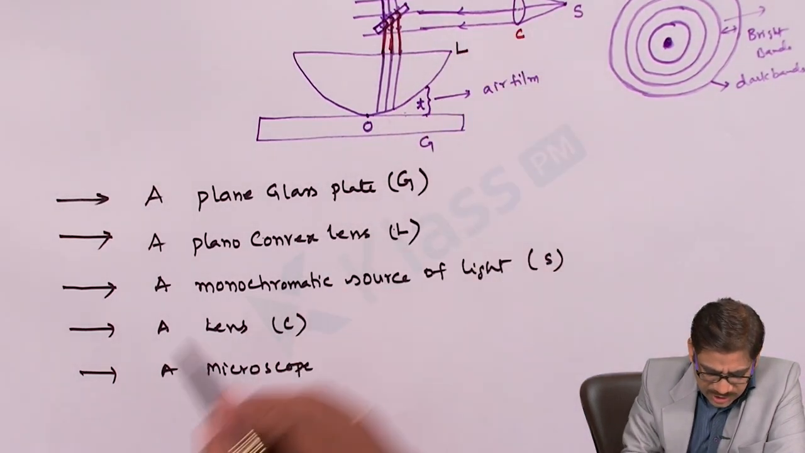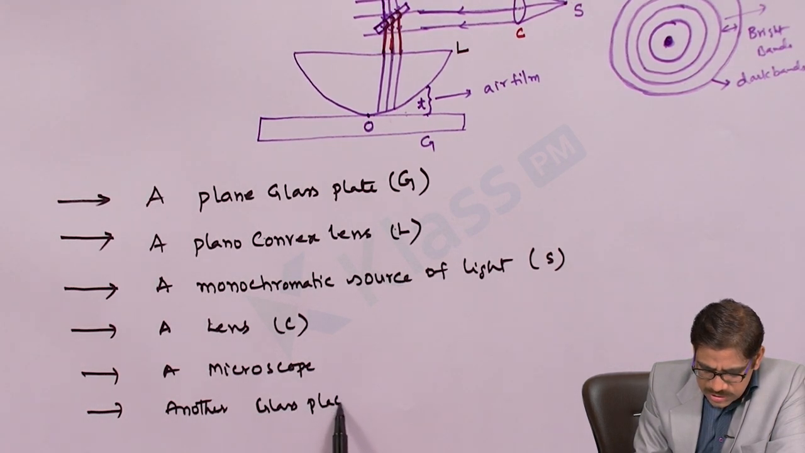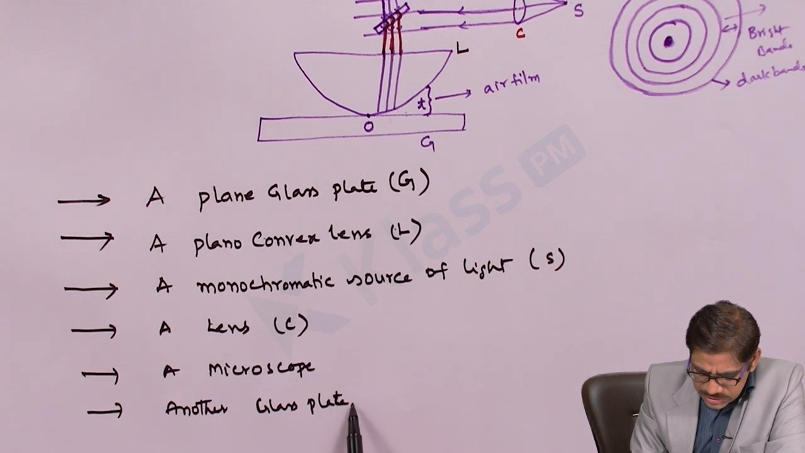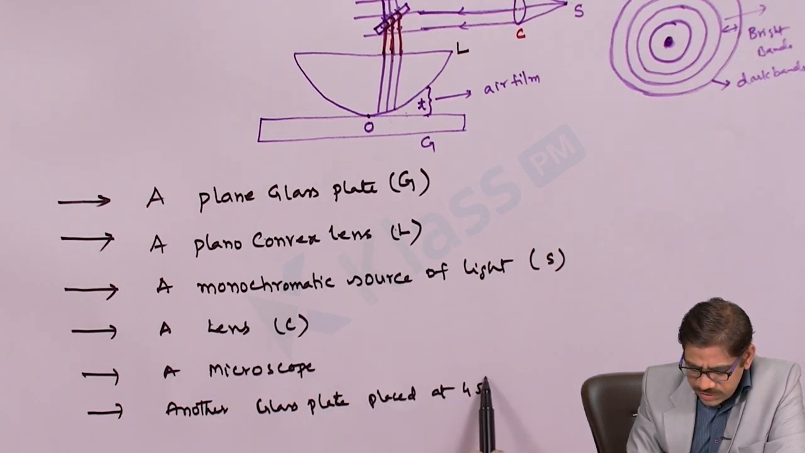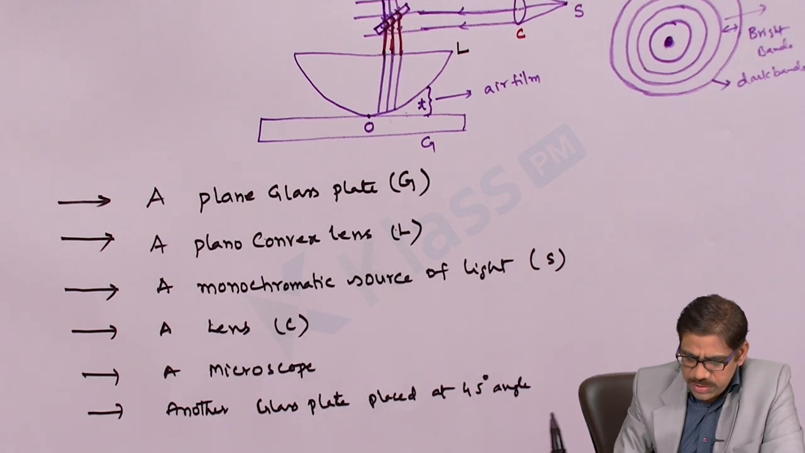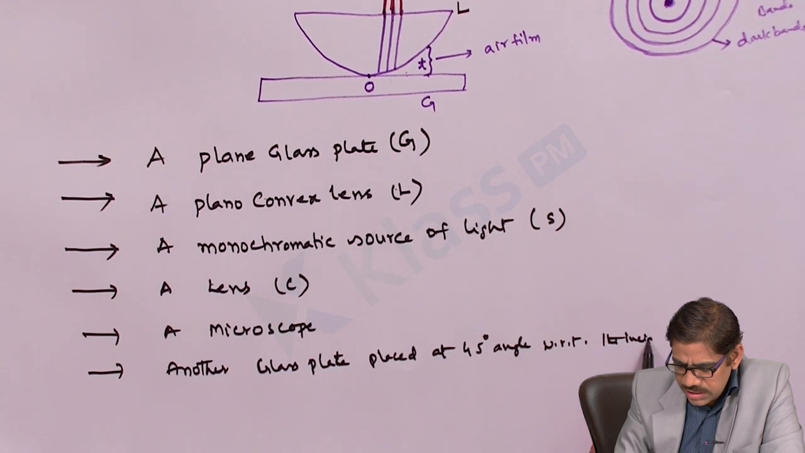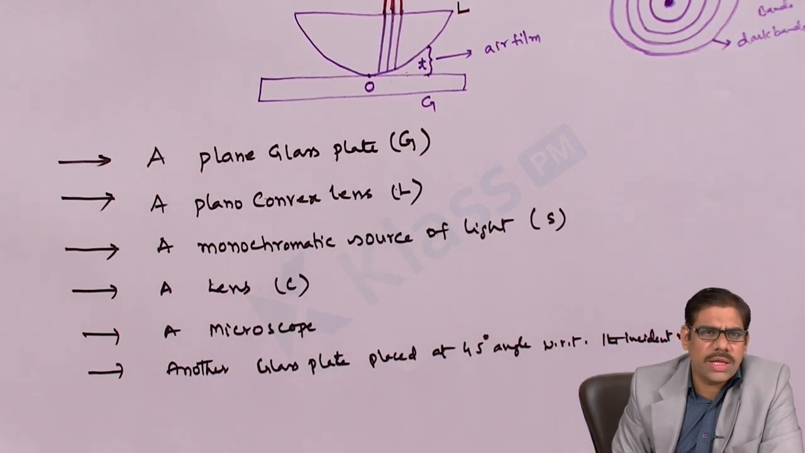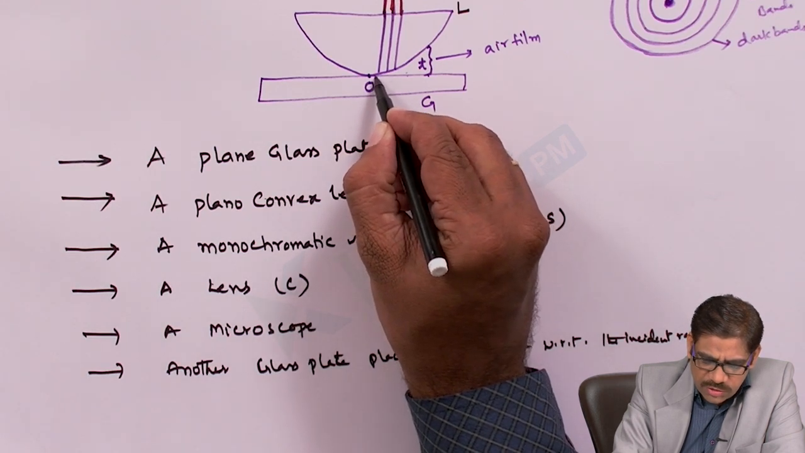Then next we have another glass plate placed at a 45 degrees angle with respect to the incident rays. Okay, so this is how the pattern is supposed to be generally followed.